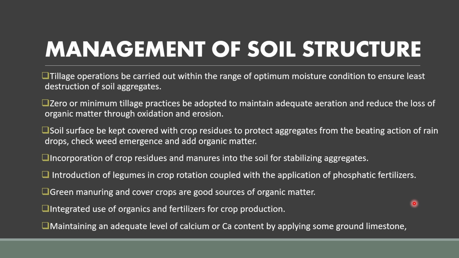You should know the word splash erosion. It is the first stage of erosion. So for avoiding the splash erosion, we should cover the ground with crops. That means cover cropping should be there.